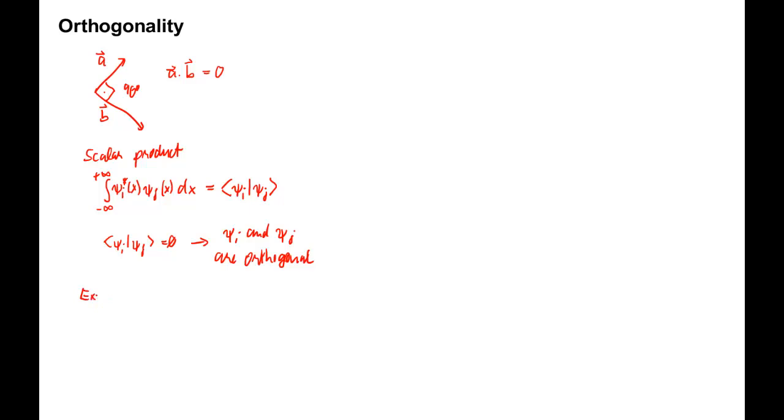Let's look at an example. Take the two functions x and x squared. The integral to check for orthogonality is the integral over all range of x times x squared dx, which equals the integral over all space of x cubed dx, which evaluates to 1/4 of x to the fourth evaluated from negative infinity to positive infinity, which turns out to be 0. Therefore, the two functions are orthogonal. They satisfy this relationship.